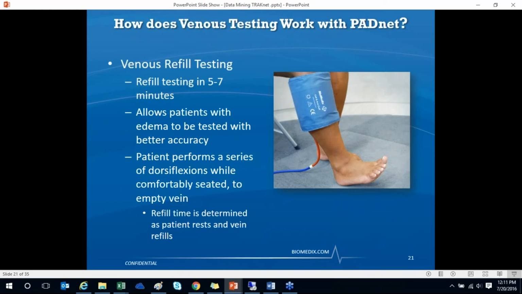Venous testing in PADnet is super simple. It normally takes about 5 to 7 minutes. You will have your patient perform a series of dorsiflexions with their foot in order to empty their vein. And then the refill time is determined on screen while the patient rests.